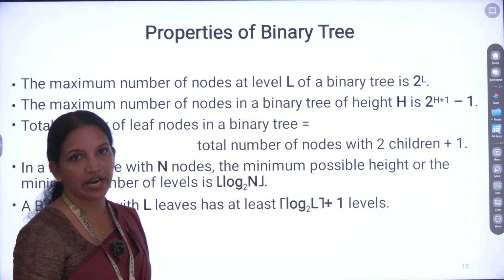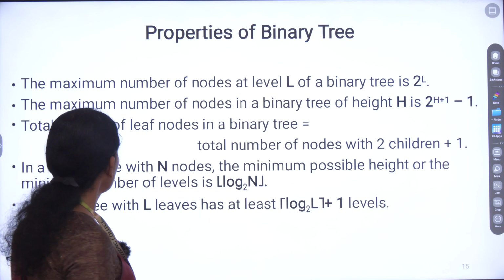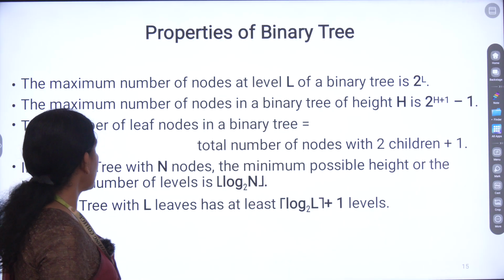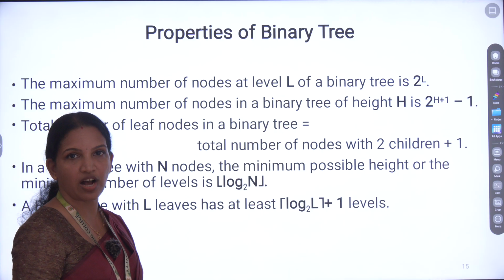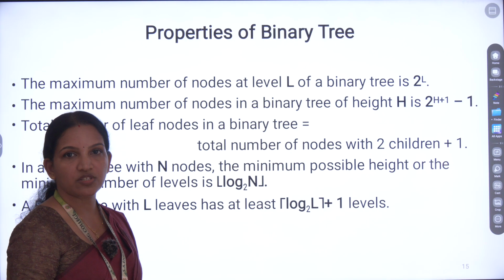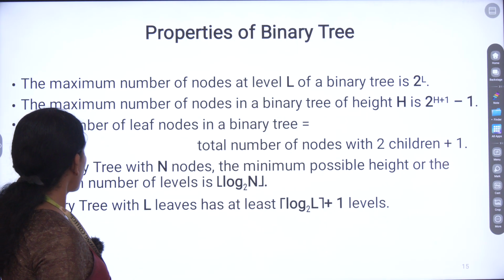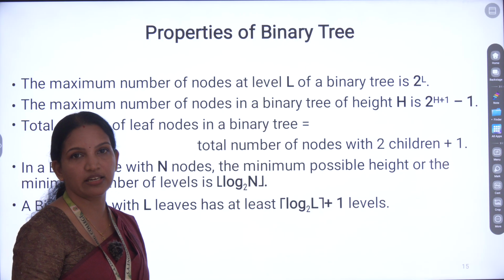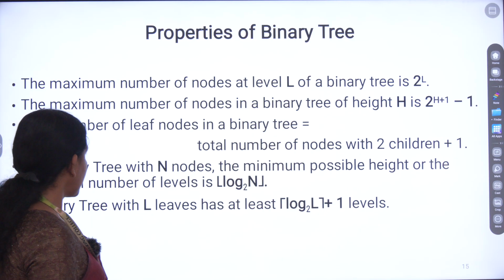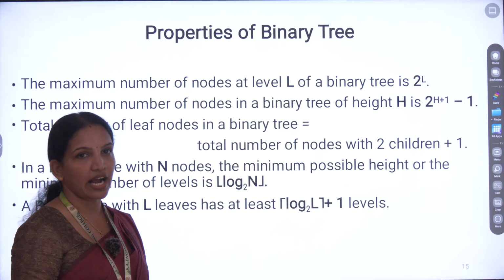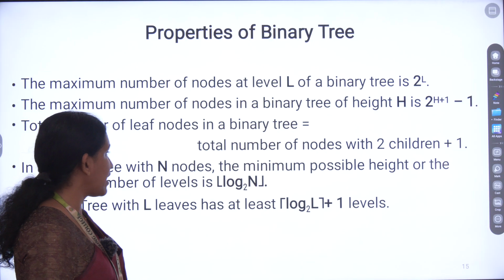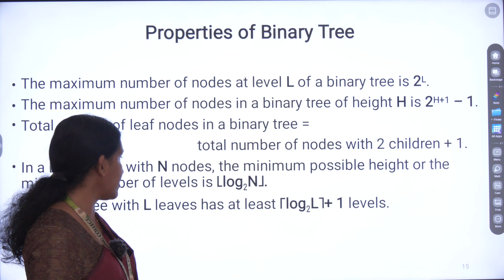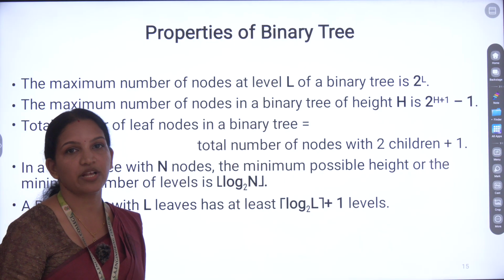Now the properties of a binary tree. The maximum number of nodes at level L of a binary tree is 2^L. The second property is that the maximum number of nodes in a binary tree of height h is 2^(h+1) - 1. The third property is that the total number of leaf nodes in a binary tree is equal to the total number of nodes with 2 children plus 1. Next, in a binary tree with n nodes, the minimum possible height or the minimum number of levels is log2(n). And the last one: a binary tree with L leaves has at least log2(L) + 1 levels.